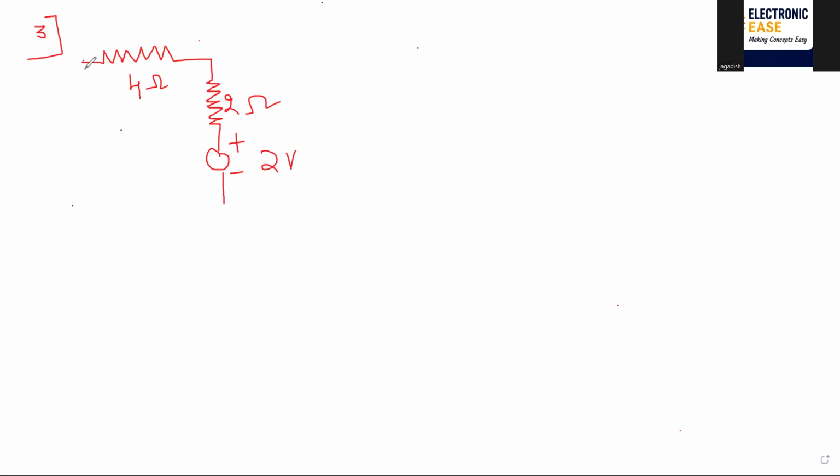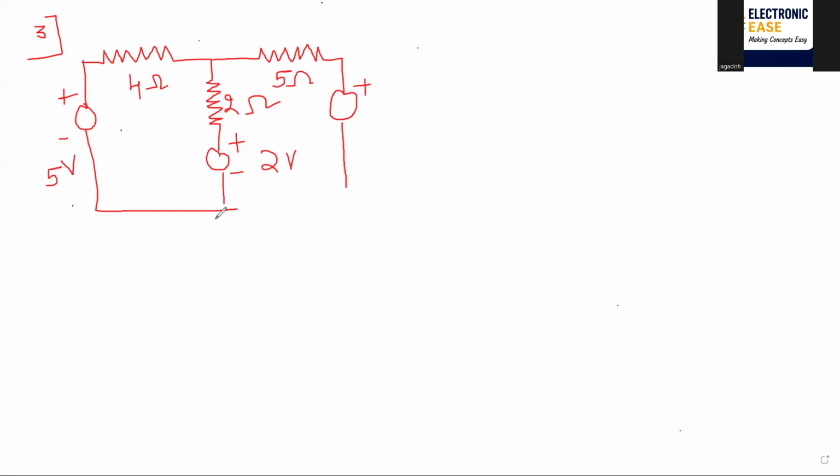So this is the circuit. Write down, children. Plus, minus, 5 volt, 5 ohms, plus or minus 1. So this is the circuit shown below.